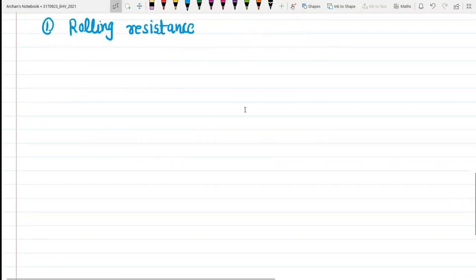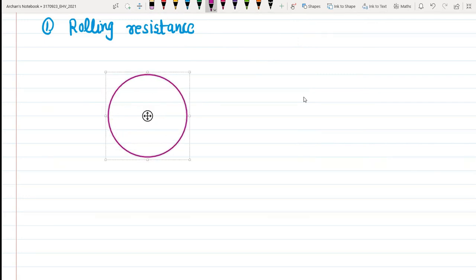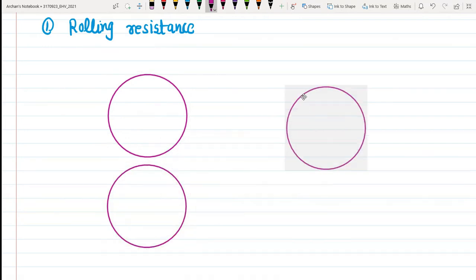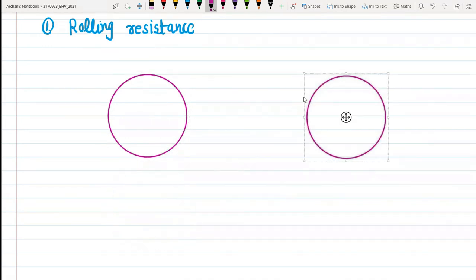Let us see this phenomenon with the help of some figure so that we will get a clear-cut idea. Say this is my typical wheel. We will consider two particular cases: one on a hard surface and another on a soft road surface.